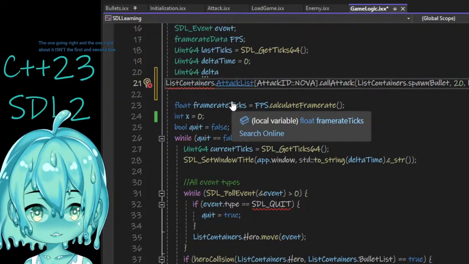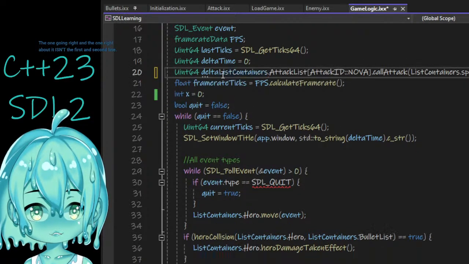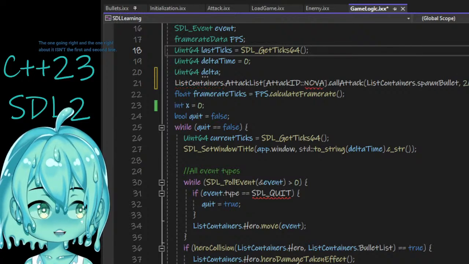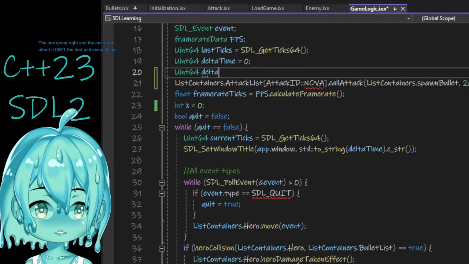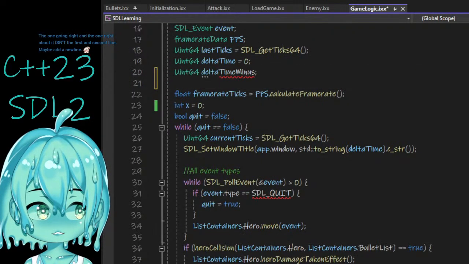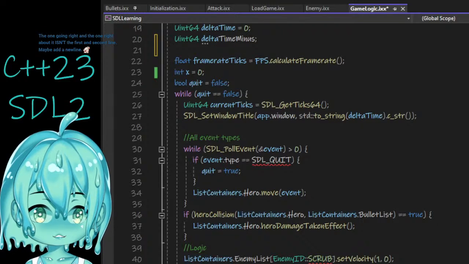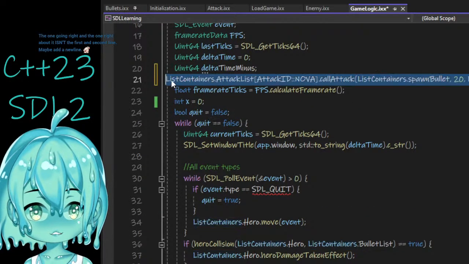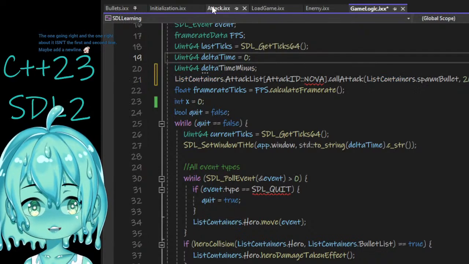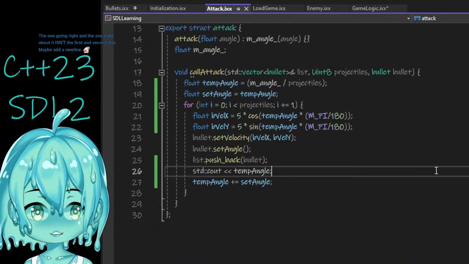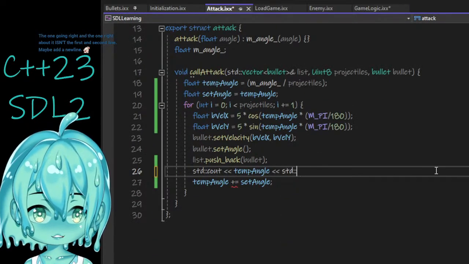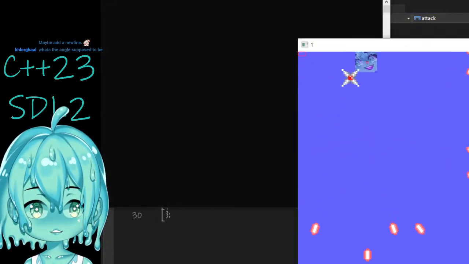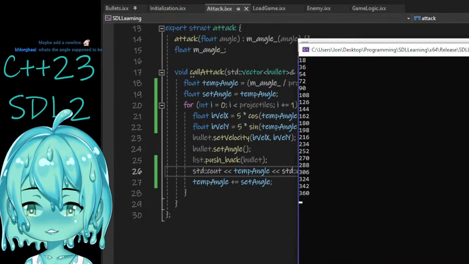Oh, Jesus. Okay, and then, wait. I did something wrong. Okay, grab this, move this here. There we go. Now let's go back to attack, and we're going to print temp angle with std::endl, because we only need it once. Go. So this is each of the angles of the 20-bullet Nova.